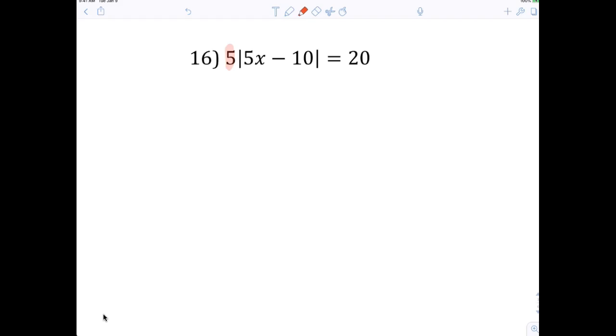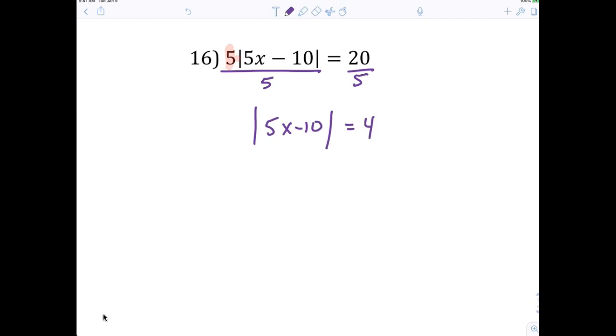No, never distribute through an absolute value. What do you do? Oh, wait, never mind. What do you do? -5. No. What? Divide by 5. Yeah, because that's multiplication. This is 5 times the absolute value. So to undo multiplication, you have to divide by 5. So your first step is divide by 5, divide by 5. So I have the absolute value of 5x minus 10 equals 4.